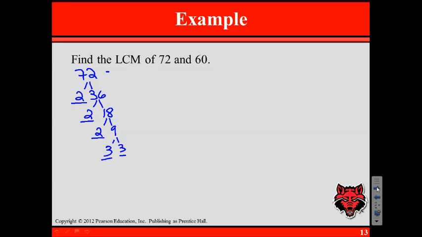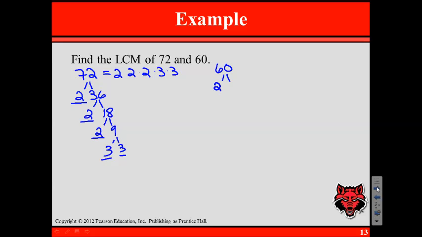Now right away, I will write the prime factorization for 72, which is 2 times 2 times 2 times 3 times 3. We repeat the process with the number 60. So we start by making a factor tree of 60 to find the prime factorization.